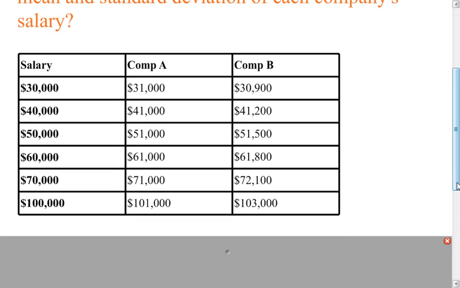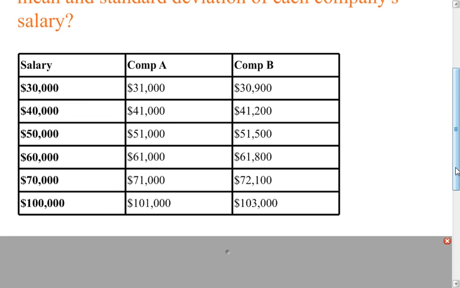So what I did is I just gave you some salaries. If a person makes $30,000 and they work at Company A and they get a $1,000 raise, they're going to make $31,000 next year. If they get a 3% raise, 3% of 30,000 is $900. So next year's salary will be $30,900. If you move on down the scale, that's what I did. So now I want to think about what happens to the mean and what happens to the standard deviation.